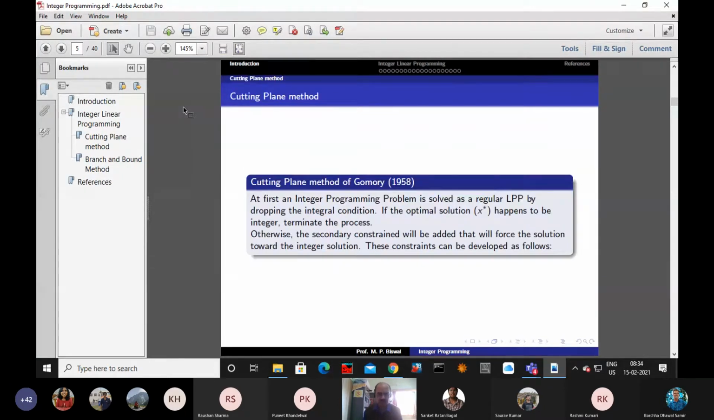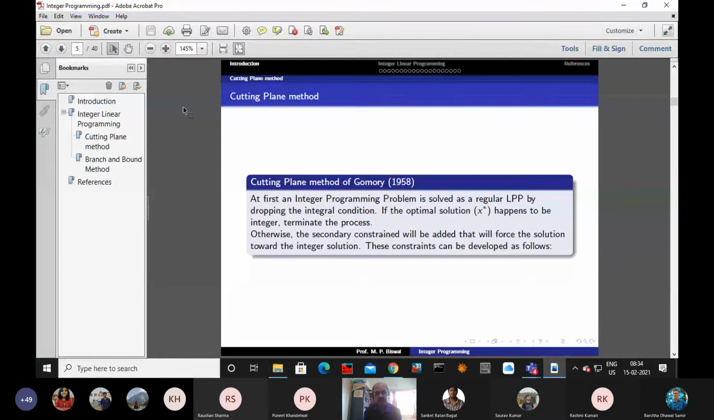So we'll discuss Gomory's cutting plane method, which was developed in 1958. At first, an integer programming problem is simply solved using the linear programming method. If you find the decision variables are integers, there is nothing to do. If you find the decision variables are non-integer, then this cutting plane method is applicable.